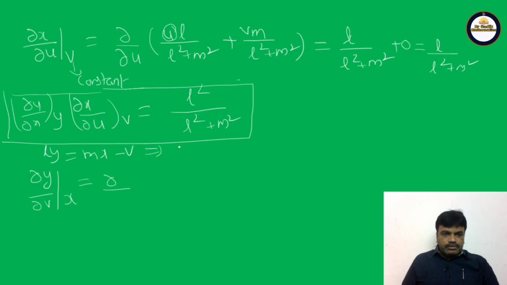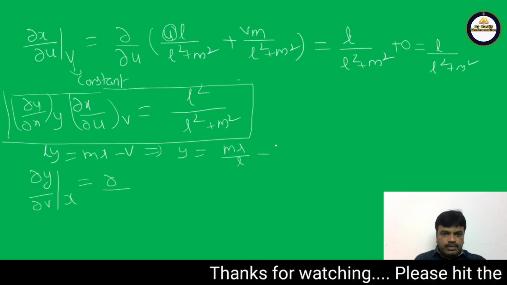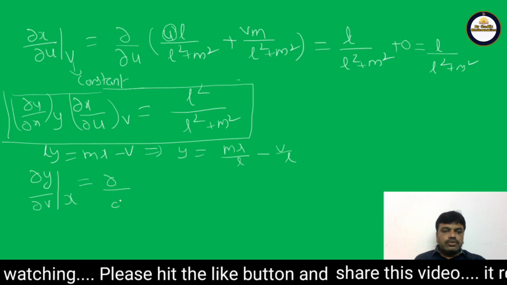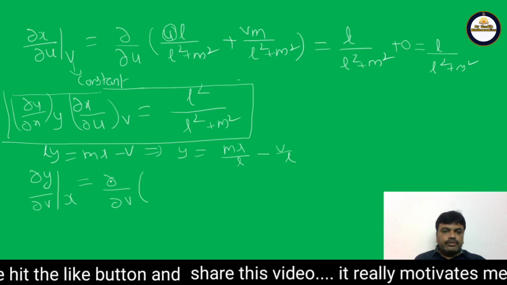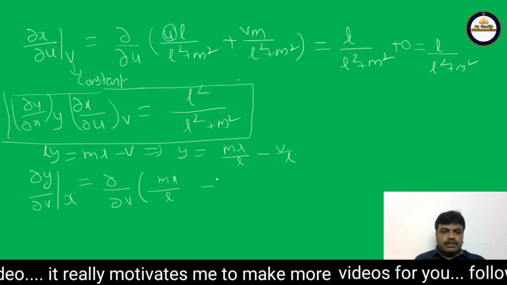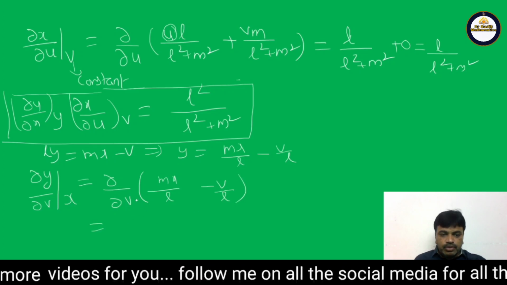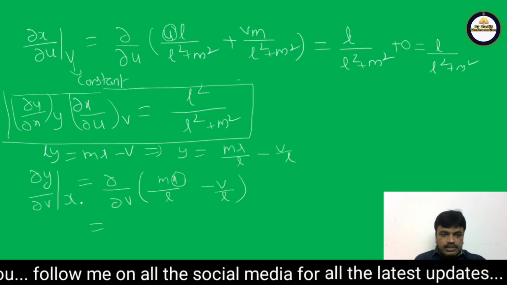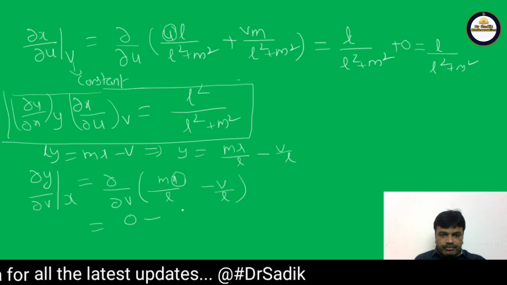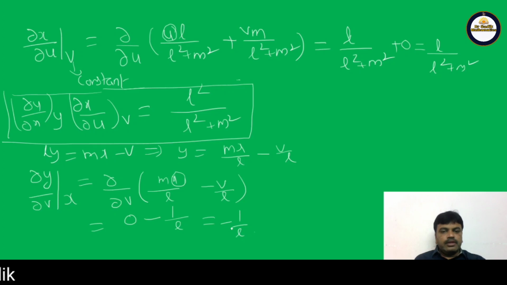This can be written as, friends, y is equal to mx/L minus v/L. So ∂/∂v of y is ∂/∂v of mx/L minus v/L. X is constant, so that value is 0, minus ∂/∂v of v, whose value is 1/L. Finally, we get minus 1/L.